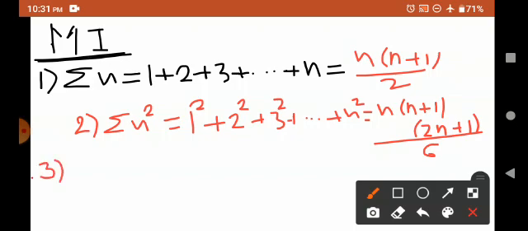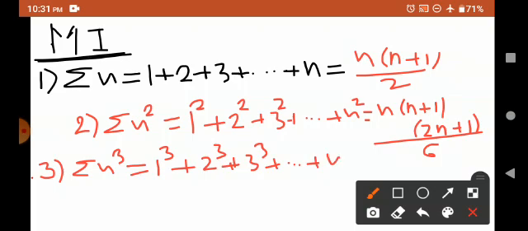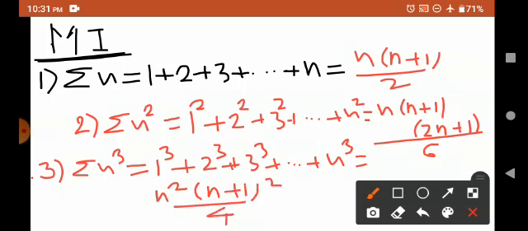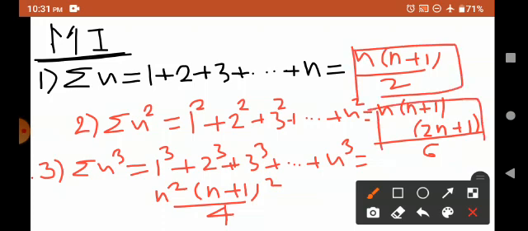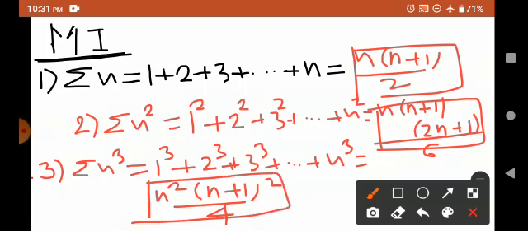Likewise, there is one more formula, the sum of n cube, which is the sum of the cubes of the first n natural numbers: 1 cube plus 2 cube plus so on plus n cube, which is equal to n square into n plus 1 the whole square divided by 4. With the help of these formulas, today we are going to find some special series and their sum to n terms. These are very important formulas which will help you find the sum of the first n terms of the given special series.